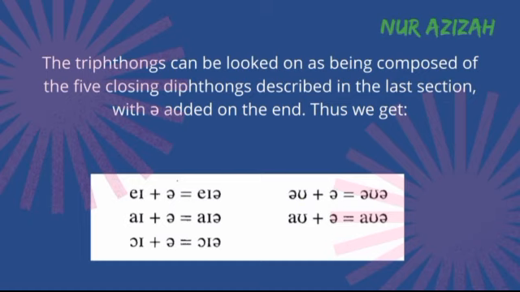The triphthongs can be looked on as being composed of the five closing diphthongs described in the last section, with a schwa added on the end. Thus we get EI plus schwa to be EIə, OI plus schwa to be OIə, AI plus schwa to be AIə, OU plus schwa to be OUə, AU plus schwa to be AUə.